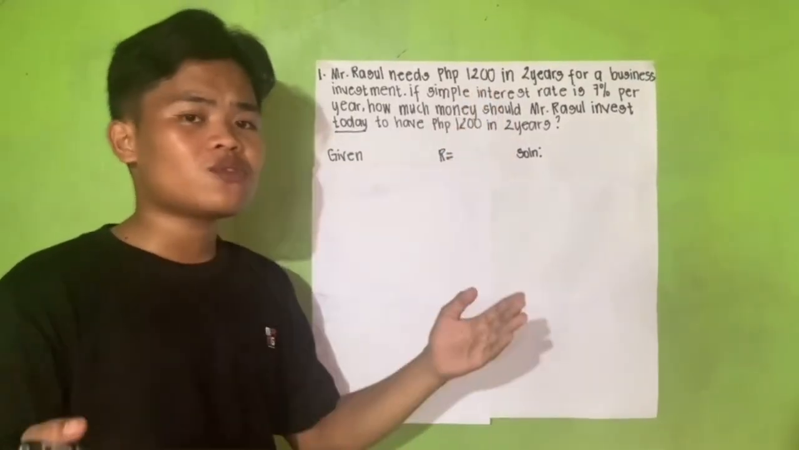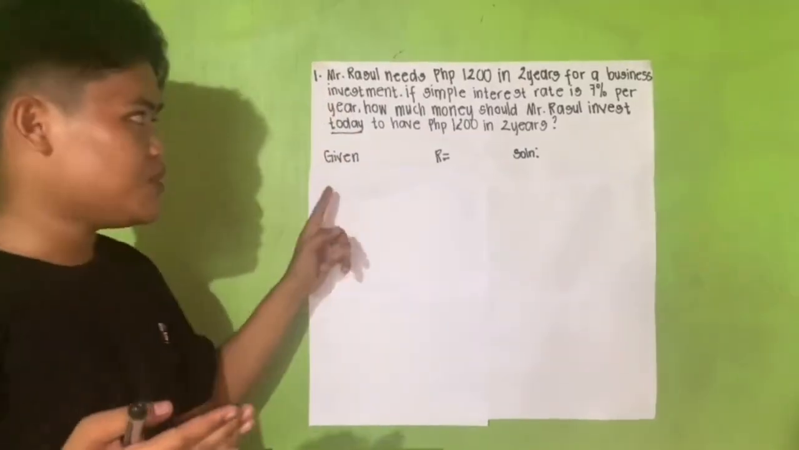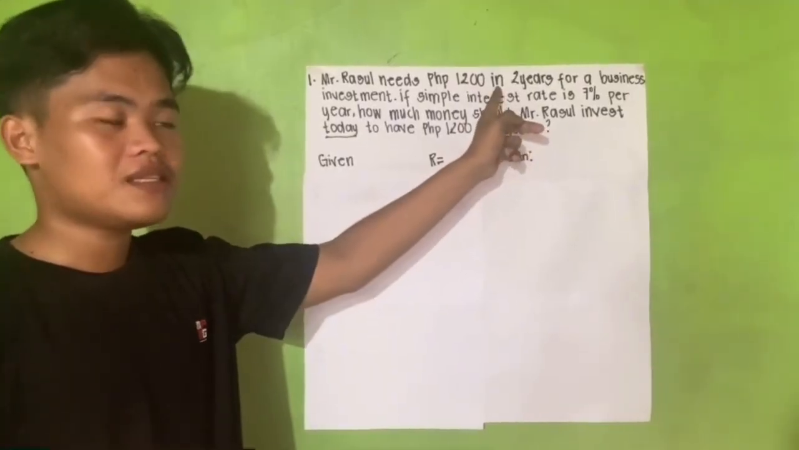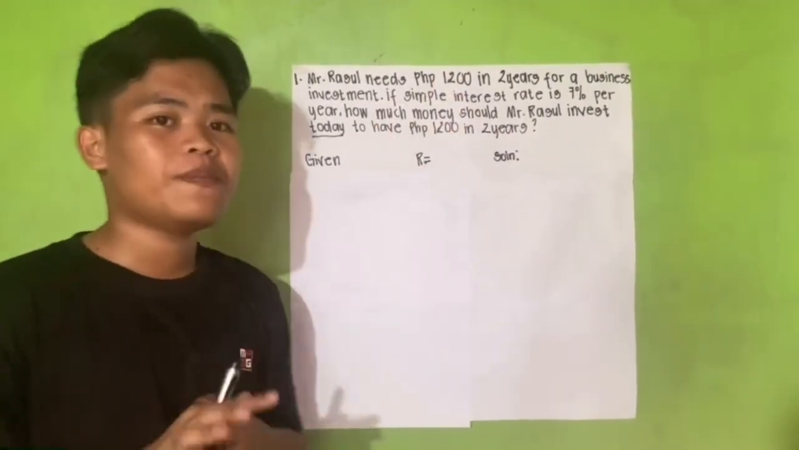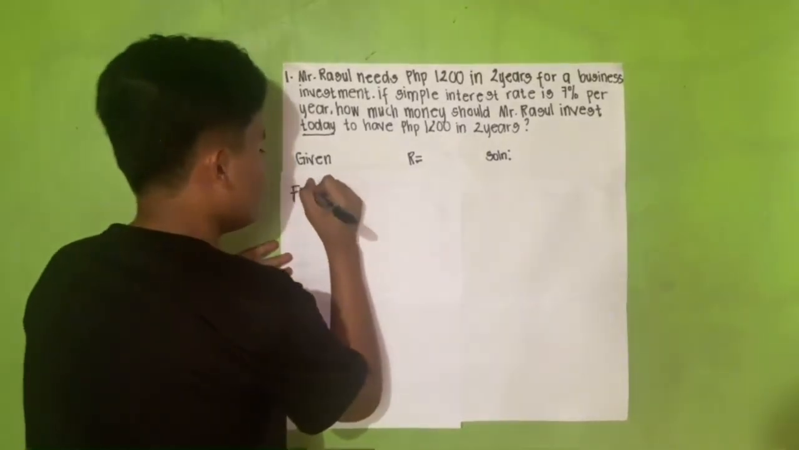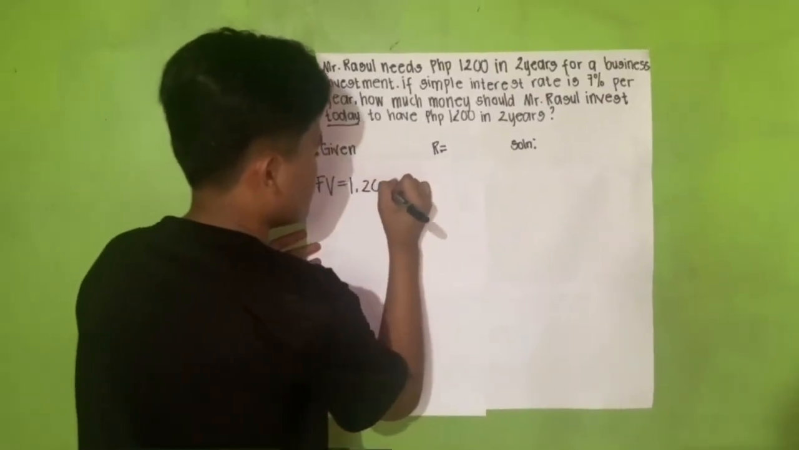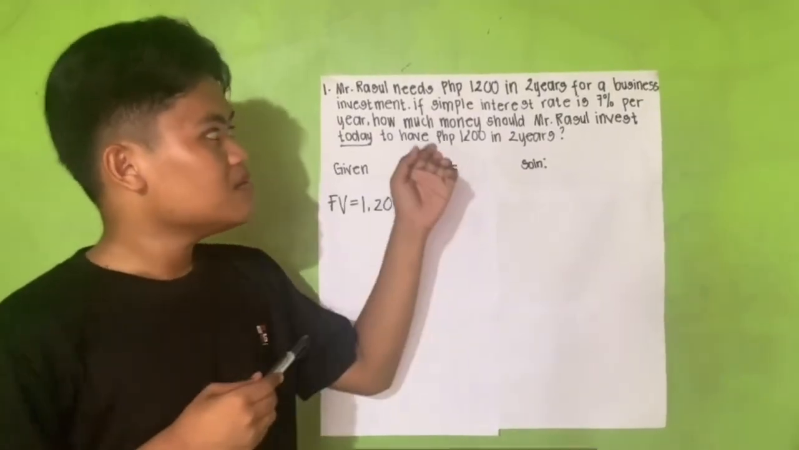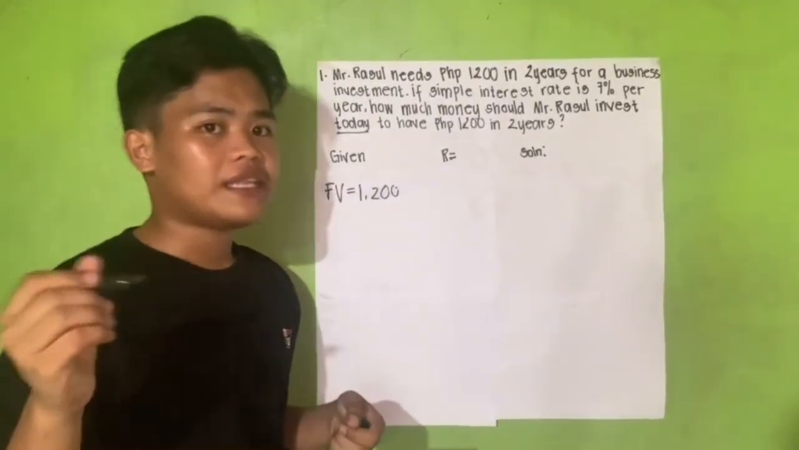So ano itong 1,200 pesos dito? The 1,200 pesos here is our future value because it is 1,200 pesos in 2 years. Therefore, our 1,200 pesos is our future value. Then the next is the 7%. The 7% is our rate.